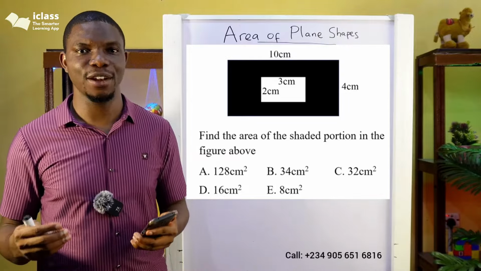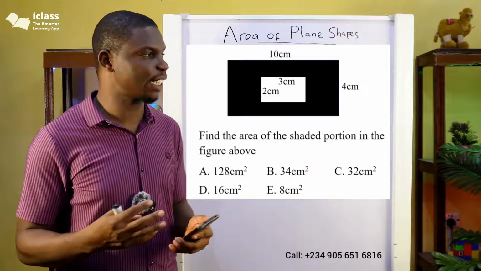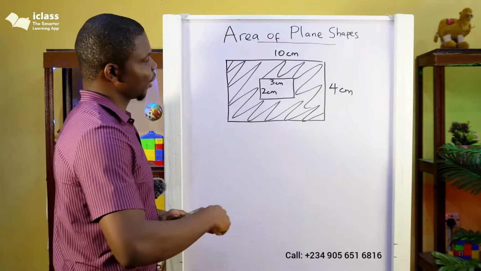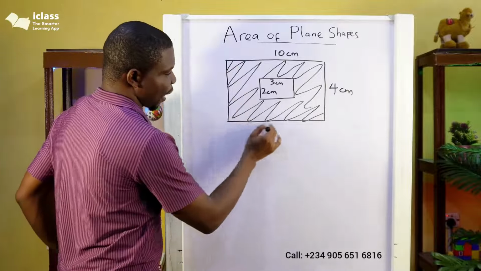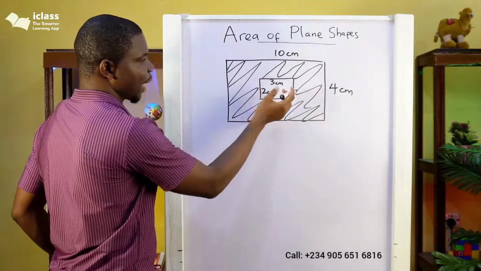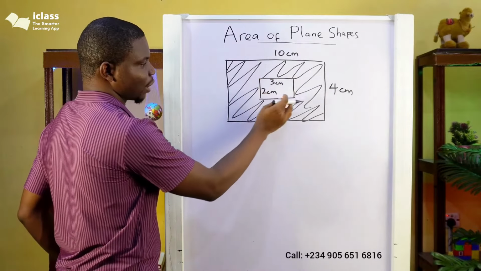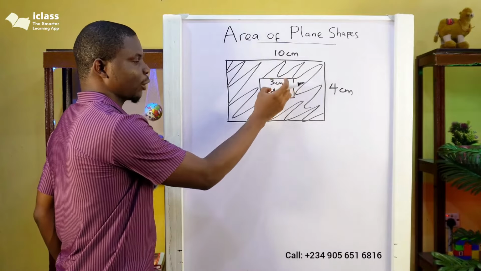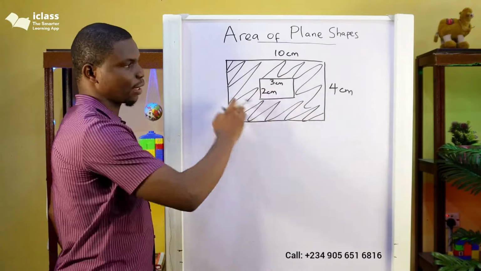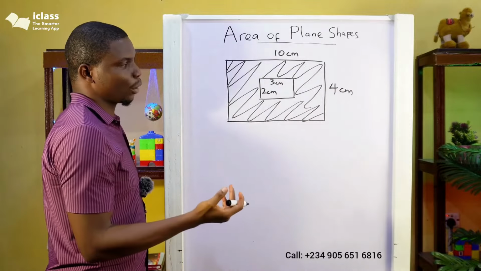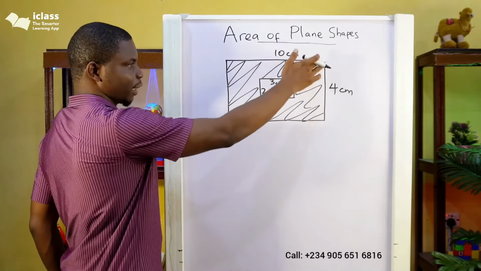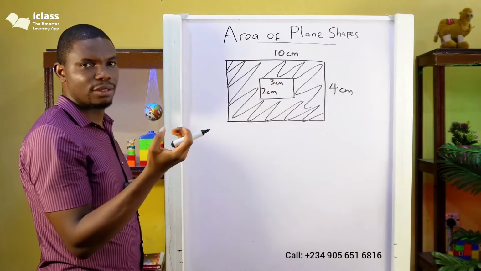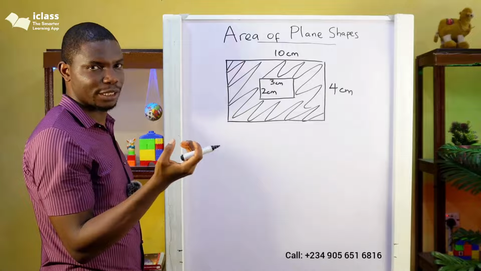The next question: find the area of the shaded part in the figure below. All right, so we have an outer rectangle, and inside, chopped out, is another smaller rectangle. So it's as if a small rectangle is chopped out from this big rectangle. So what we're going to do is find the area of the big rectangle, get the area of the small rectangle, and take out the area of the small rectangle from the big rectangle.